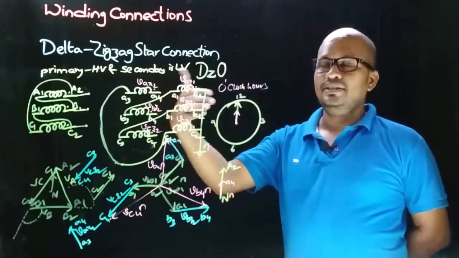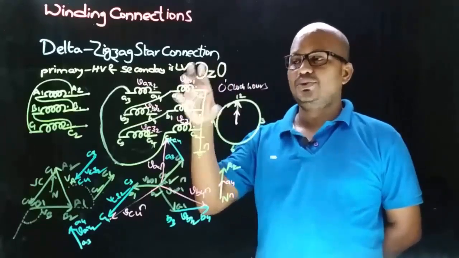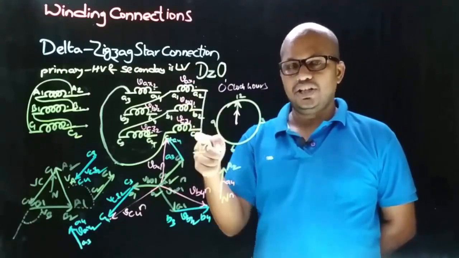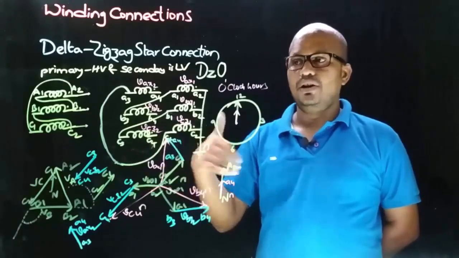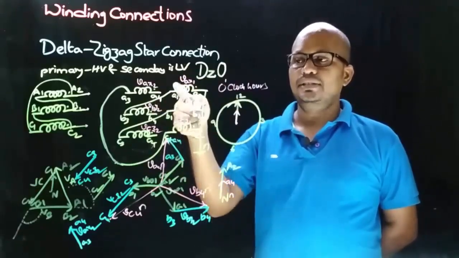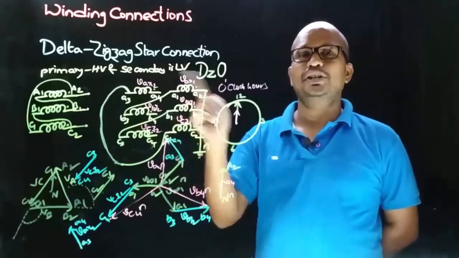Now let's see the second possible connection of delta zigzag star connection. In that, the change is only in the star connection. In this connection, we join the dot end terminals and took the connections from non-dot ends. And now in the second possible connection, what we are doing means we will join the non-dot end terminals and we will take the connections from dot end terminals.